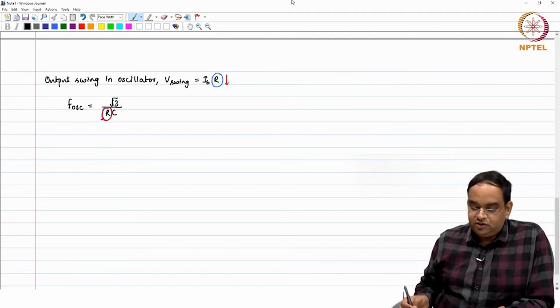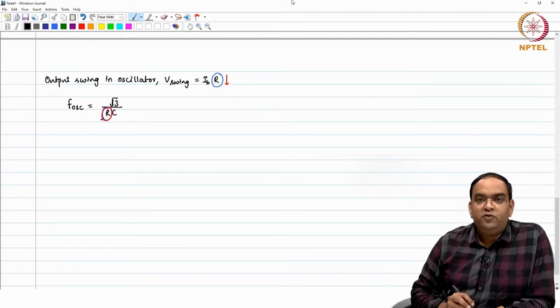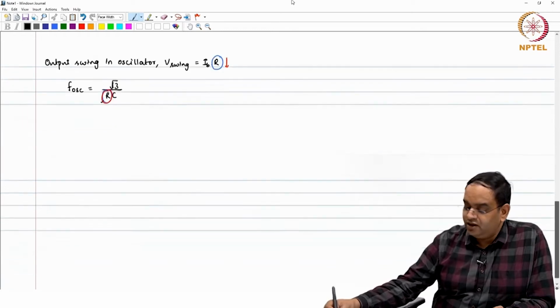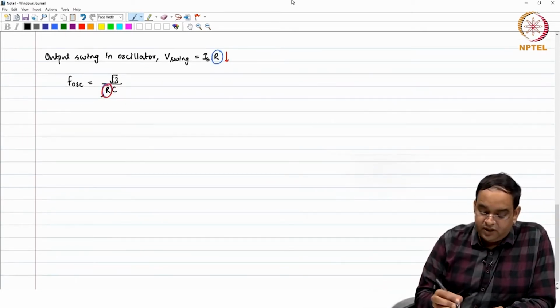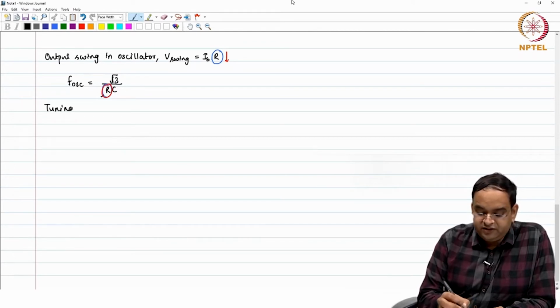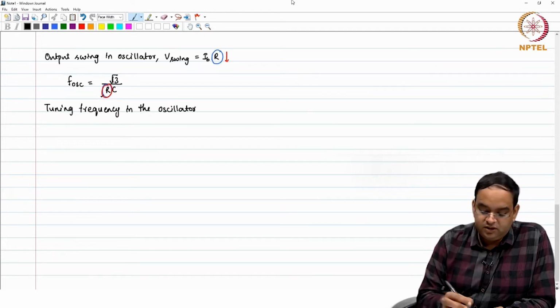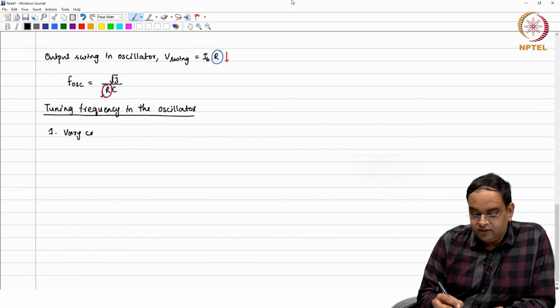Okay. So, the thing which we need to figure out first is how we are going to change the frequency of the oscillator by varying resistor. How are we going to vary the resistor? If I just say to tune the frequency in the oscillator by varying, you have two options. Okay. So, let us look at both the options. First one is, I will first have vary capacitor.